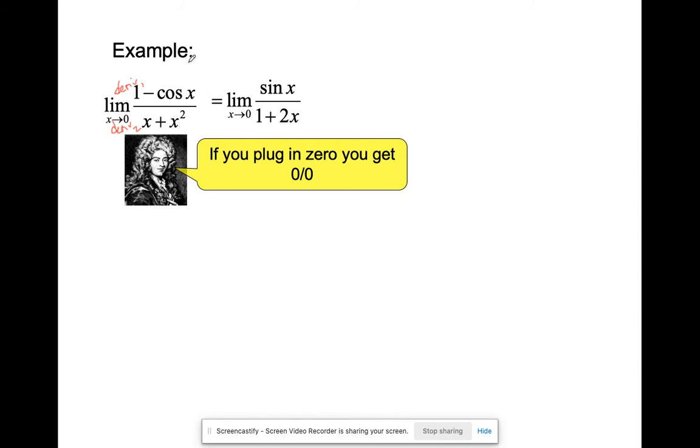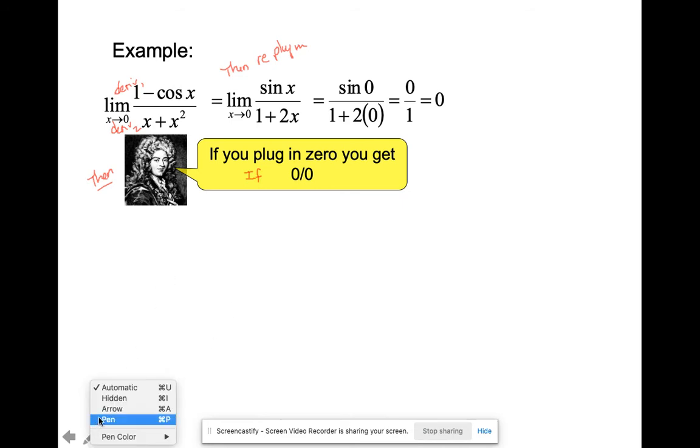Now re-plug in. So remember, if 0 over 0, then L'Hopital, then replug in. So plug in 0, sine of 0 is 0. Uh-oh, am I going to get another indeterminate form? No, because I end up with 0 over 1.